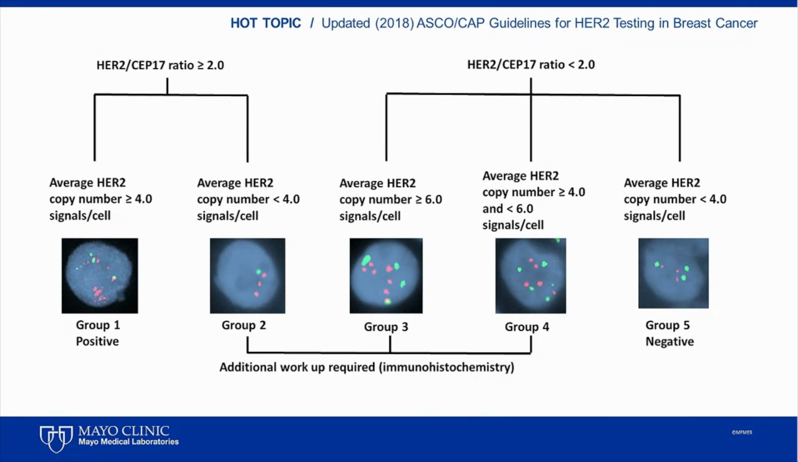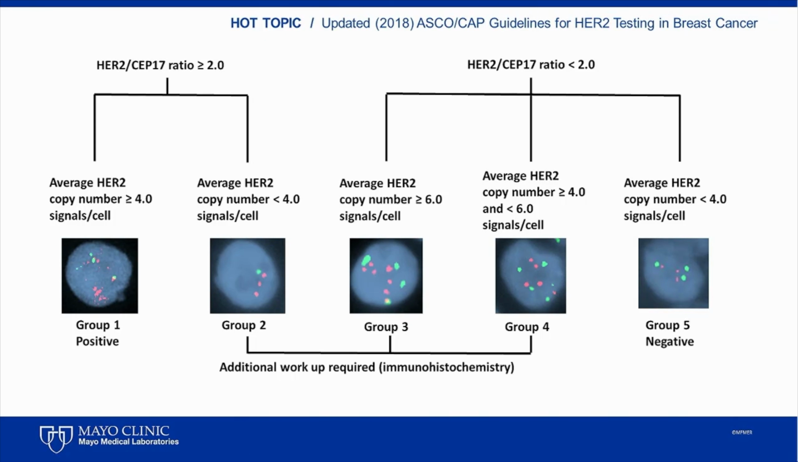The next 3 clinical questions addressed by the expert panel pertained to unusual patterns encountered in ISH testing. In the 2018 focused update, the expert panel recommended that dual probe assays are preferred over single probe assays. Shown here are 5 different categories of results that can be seen using a dual probe assay. The most frequently encountered patterns in most laboratories are Group 1, HER2 positive with a copy number of 4 or greater and a positive ratio, or Group 5, HER2 negative with a copy number less than 4 and a negative ratio. The remaining patterns are less common and are discussed in the following slides.